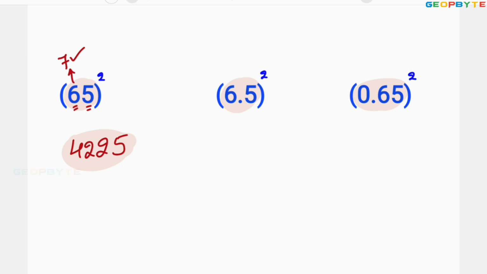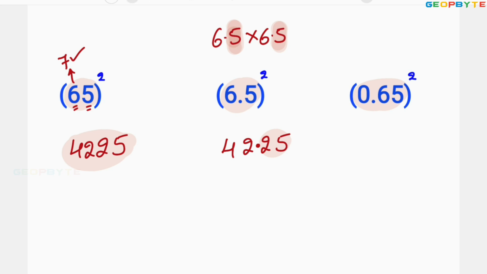Similarly, for 6.5 square also, first you write that value 4225, but 6.5 square can be written as 6.5 into 6.5. Now you decide how many digits are there after the decimal point. 1, 2. You make the decimal point after 2 digits. I hope you clearly got my point.